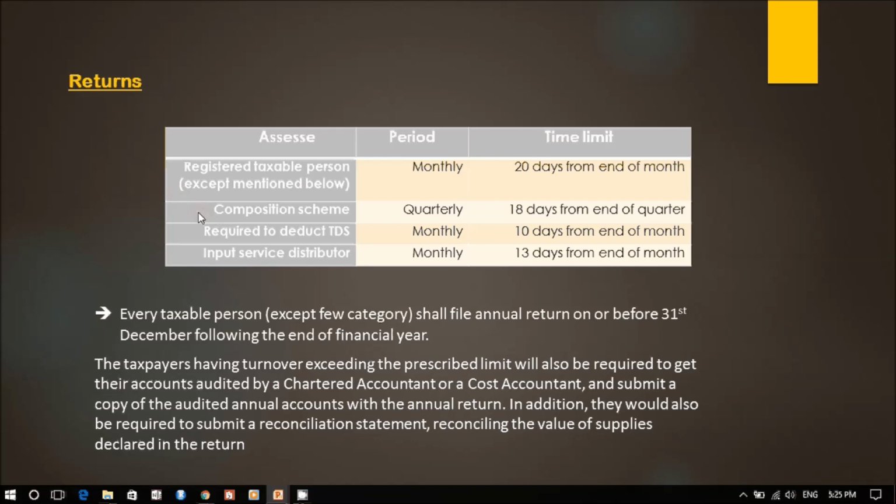If the assessee is in the composition scheme, the assessee can claim the composition scheme if the aggregate turnover is less than or equal to 50 lakh rupees and he is not going for interstate supplies. So the person having the composition scheme cannot sell goods or supply services interstate, and the amount of tax would be minimum 1%. So the assessee who opted for the composition scheme has to file the return quarterly, and the return filing date is 18 days from the end of the quarter.